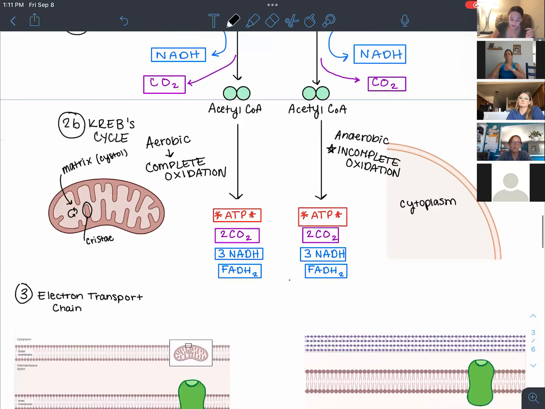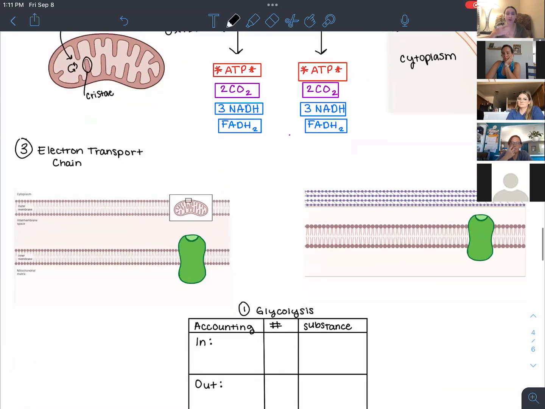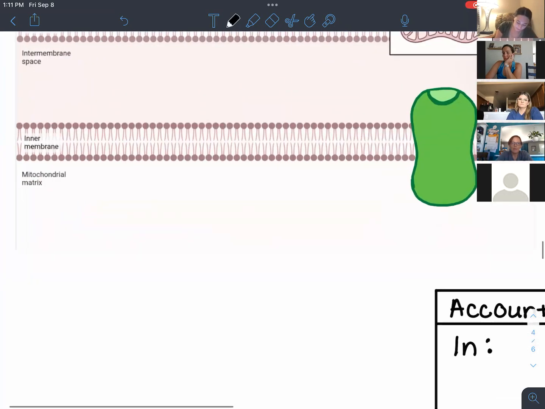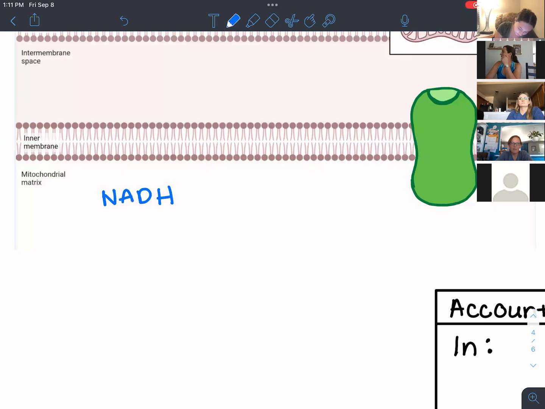Okay, so we have our high energy electron carriers. Where are they all going to go? To the cristae. Yes, to the ETC. Okay, the cristae if we're in the mitochondria. And so what's going to happen here is I have my high energy electron carrier, NADH, right? And I can also write this as just NAD+, right?